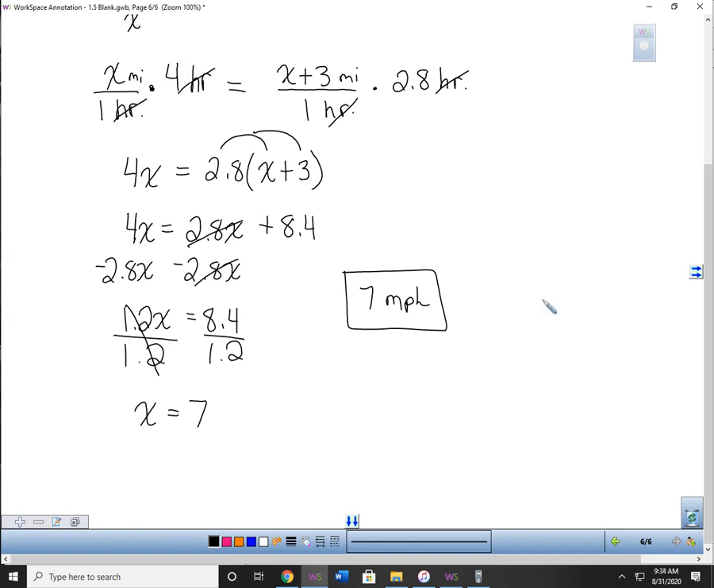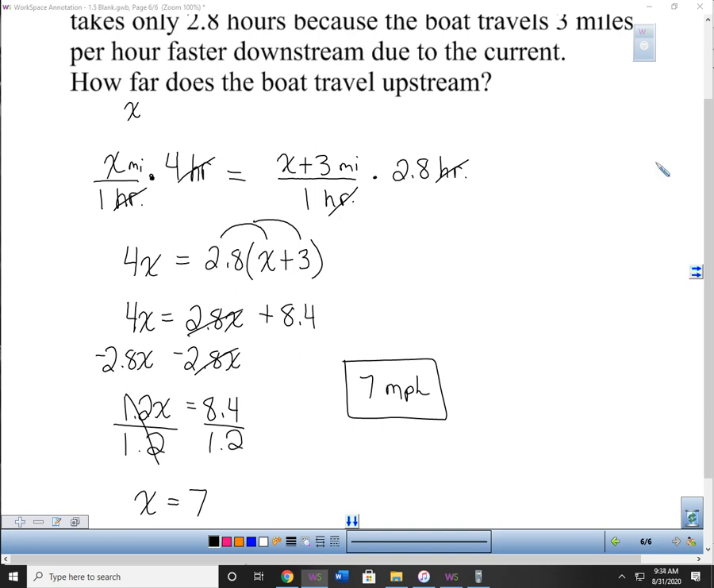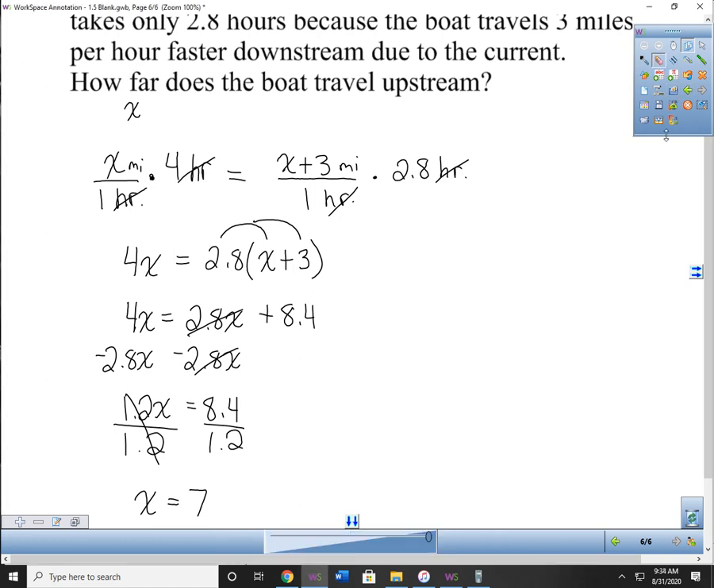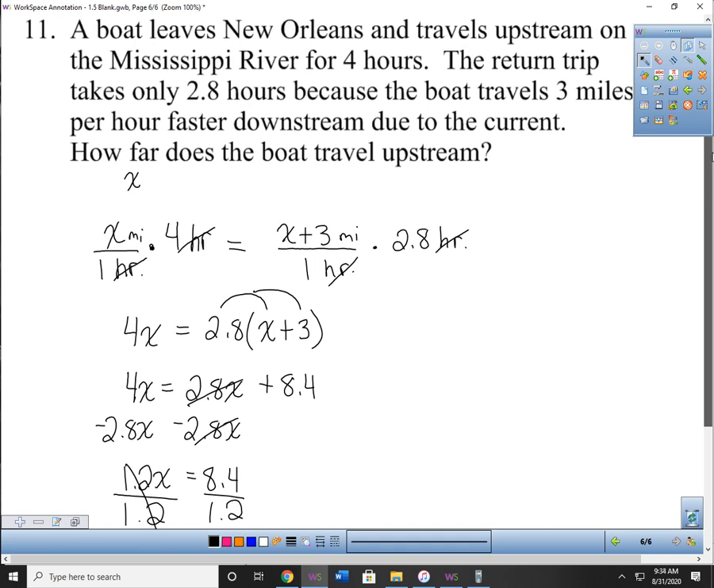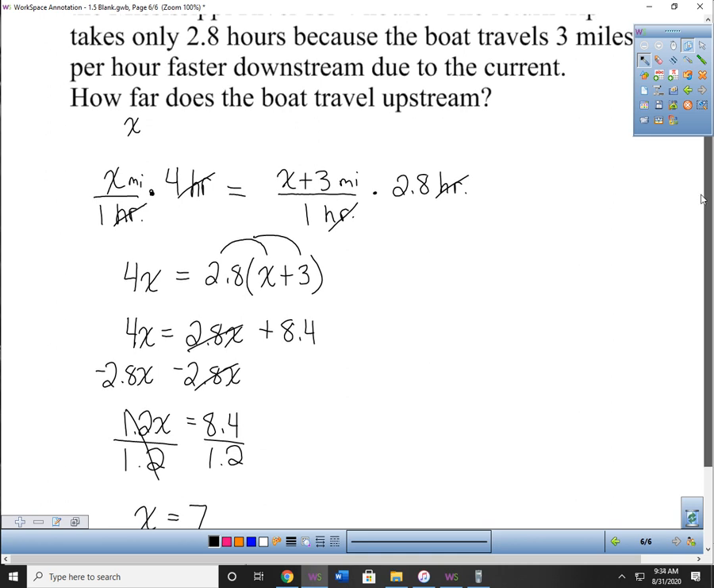Upstream, right? How fast did I travel going downstream? Because it was actually how far, correct? So I don't need to box that in. I traveled 7 miles per hour upstream. So how far did I go?